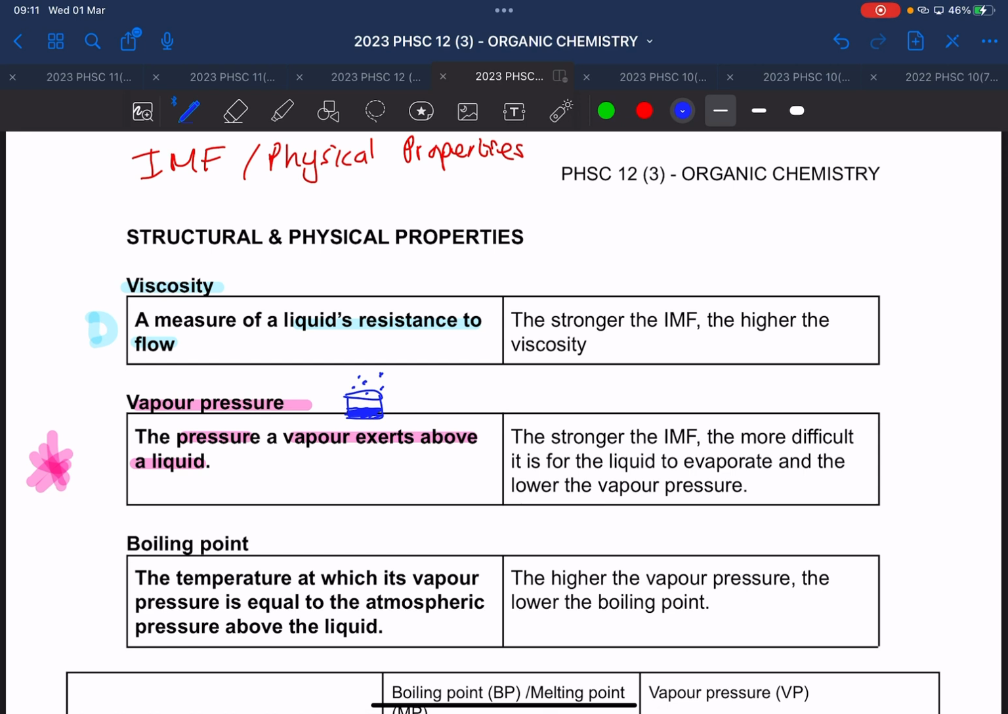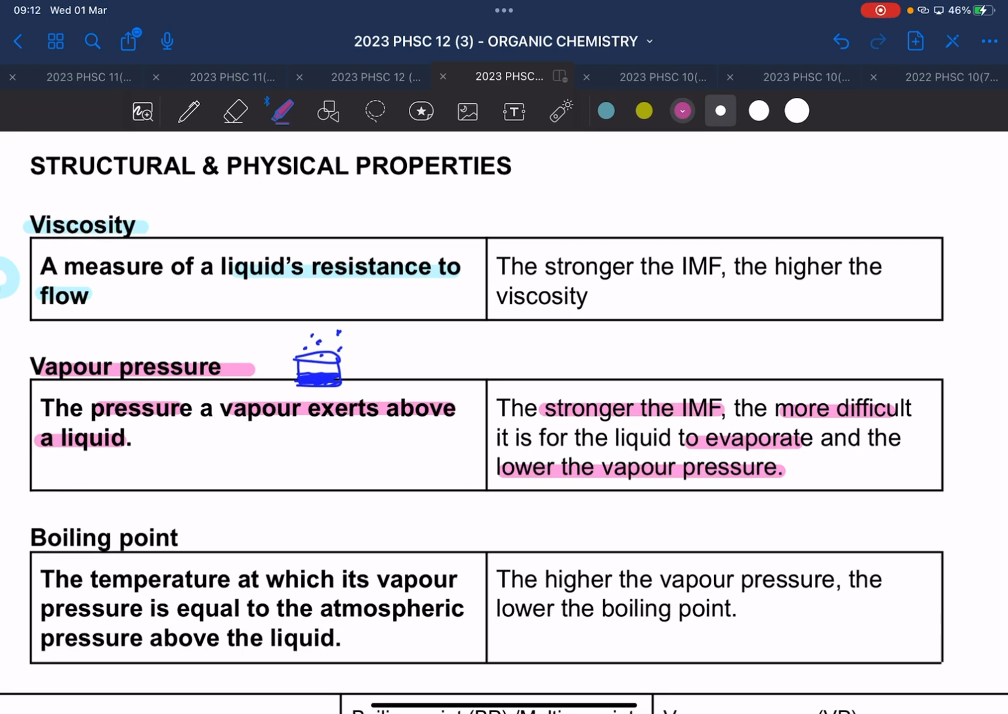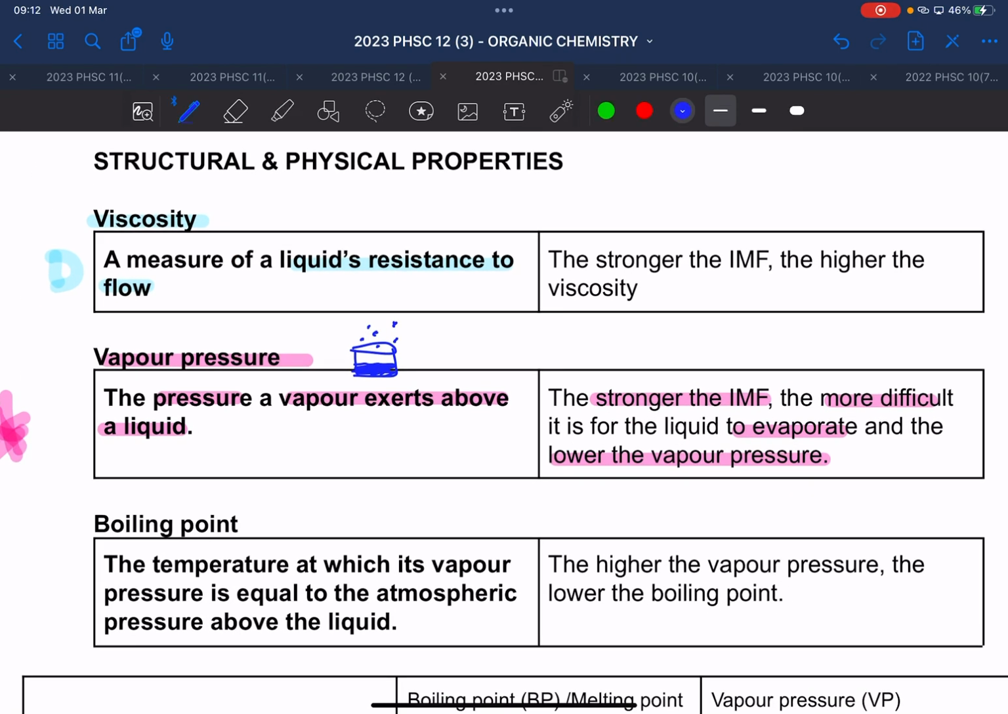Vapor pressure. Okay, so what do I explain on the right hand side? The stronger the intermolecular forces, the more difficult it is for a liquid to evaporate. Because if they are tightly bound, they do not want to break and form a vapor. So the stronger the intermolecular forces, the more difficult a liquid will evaporate, and thus the lower the vapor pressure. So in our head, we can think that vapor pressure is inversely proportional to intermolecular forces.